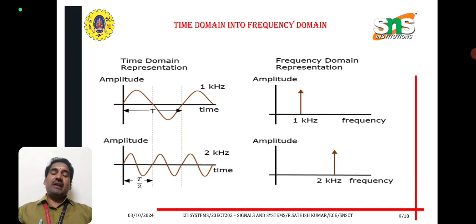The whole wave can be represented by T, which can be converted into the frequency domain in terms of 1 kHz. The whole wave can be divided into half as T by 2, T by 2. In terms of frequency domain representation, it can be represented as 2 kHz.